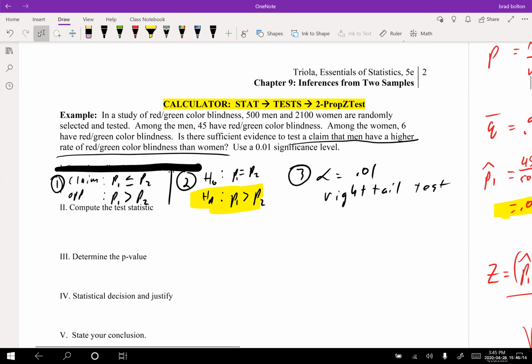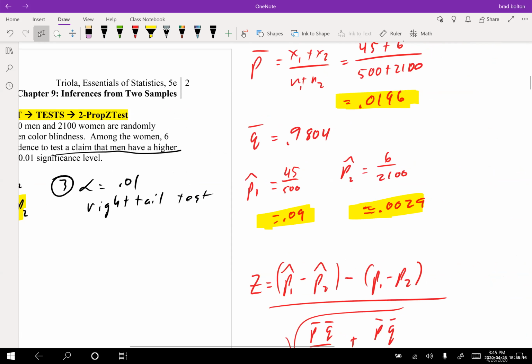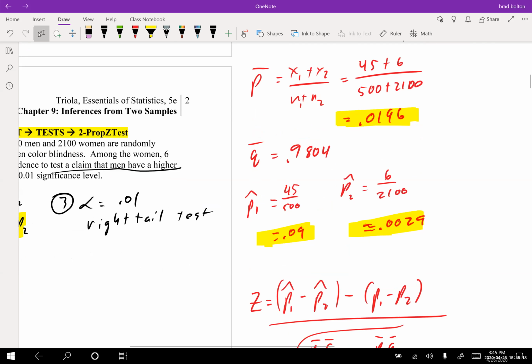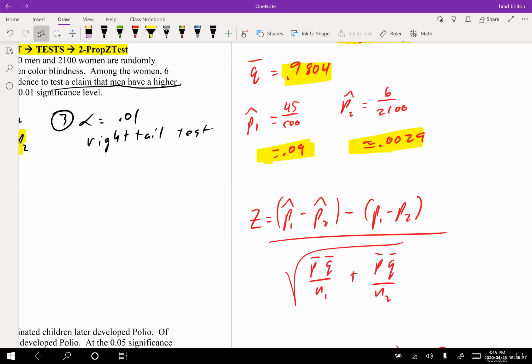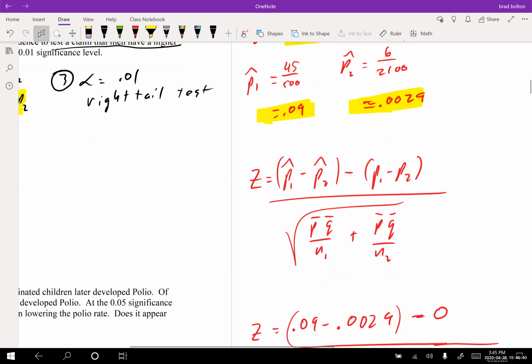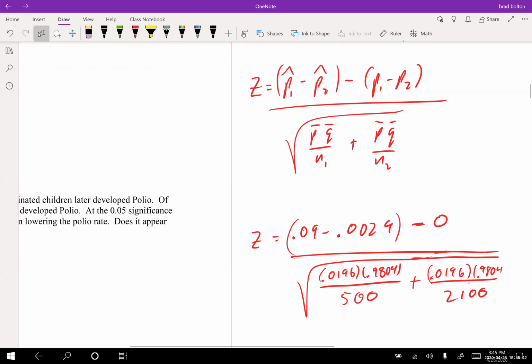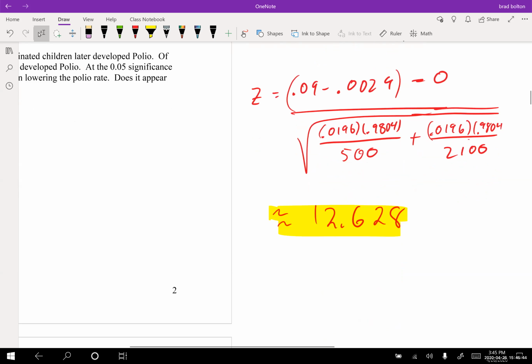So I came over here and I built all of these things. I found p bar, which is 0.0196. So if I know p bar, I know q bar is 0.9804. I know p hat 1 is going to be 45 out of 500 because 45 men had red-green color blindness out of the 500 tested. And then 6 out of 2100 is 0.0029 because 6 out of 2100 women had red-green color blindness. Then I used this formula that was listed. I plugged all my values in and I got 12.628.